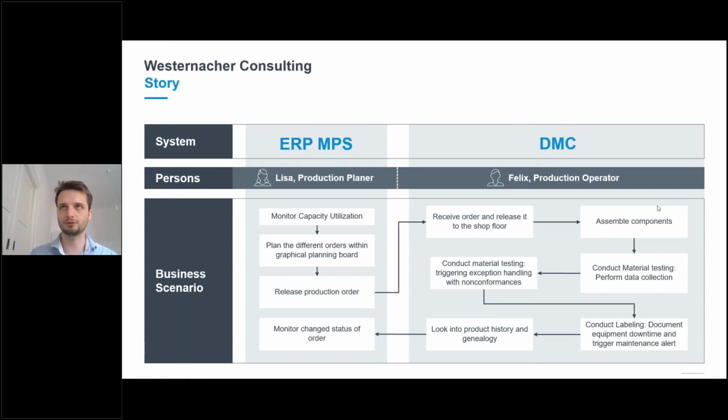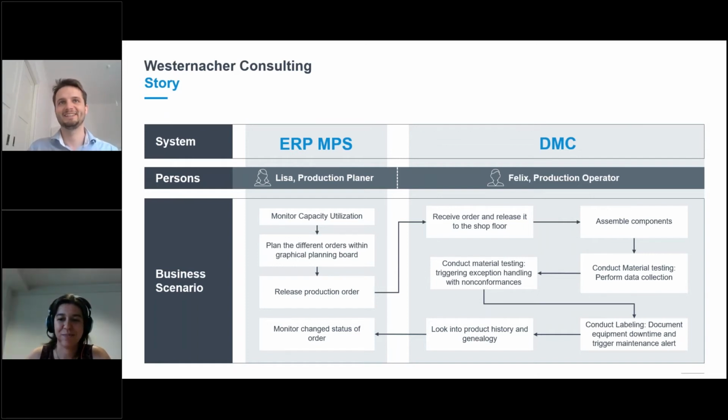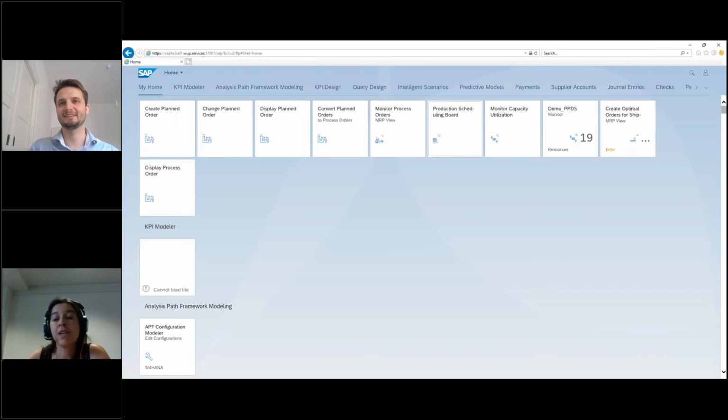So basically, we have three different operations again: the assembly, the testing, and the labeling. Lastly, we will look into the product history and genealogy before we go back to the ERP system and look into what data has been sent back from the DMC to the ERP system. So now I give back to Sandra, who's starting within the MPS, and you will hear from me later on again.